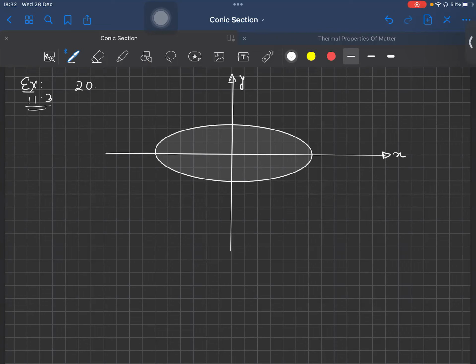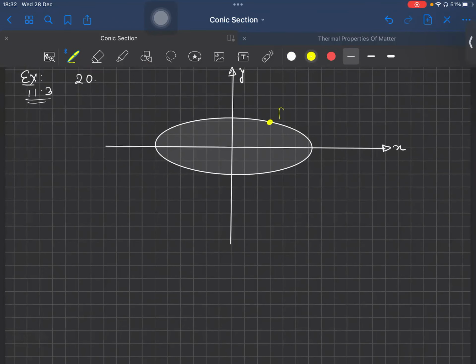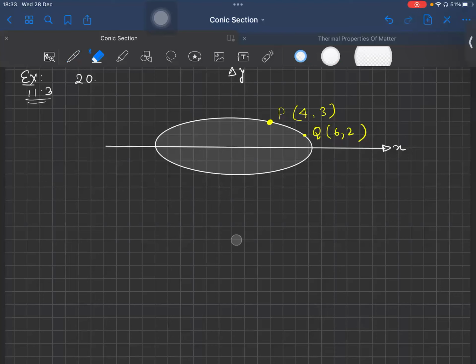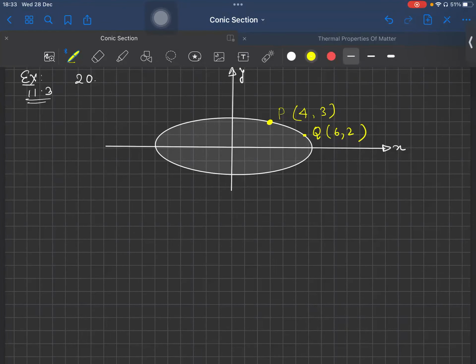Okay. Now it says major axis, and no other information is given. It's just given there are 2 points: some point P, which passes through point 4, 3, and a point Q, let's say like this, which passes through 6, 2. How will you find the equation of the ellipse? These 2 points are given. See, what is the equation of this ellipse?